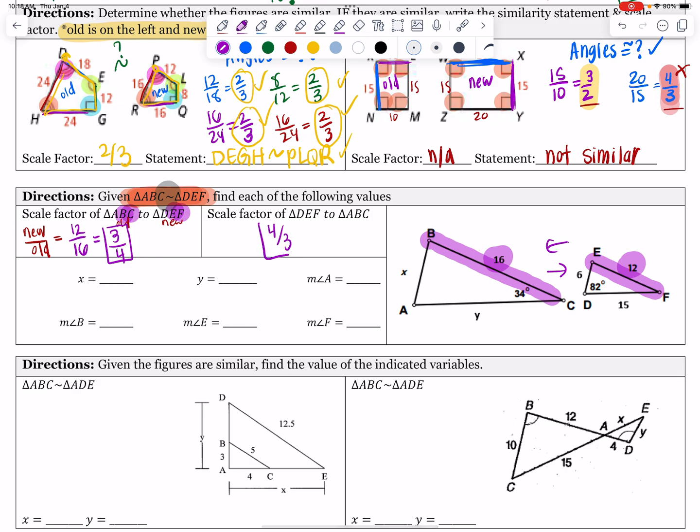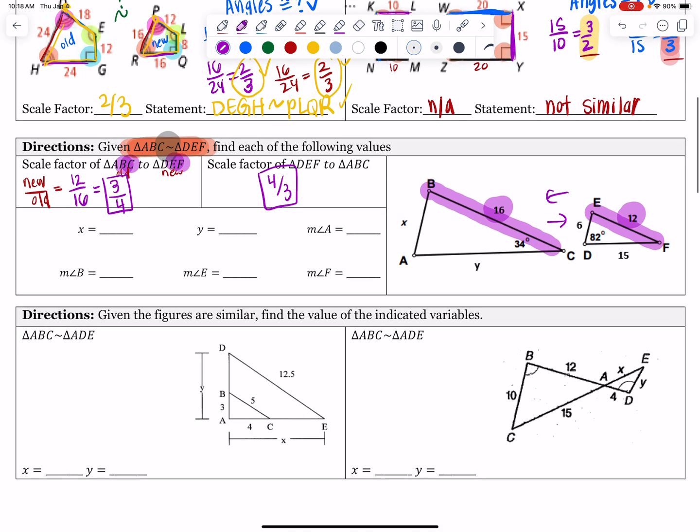I don't even have to do the math, I just know that that's going to be 4/3. So it's just the reverse of the fraction. Going from right back to left would be 4/3 the amount, or 1 1/3. So how do we find missing pieces?